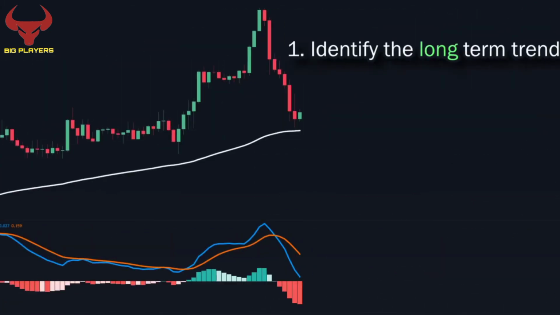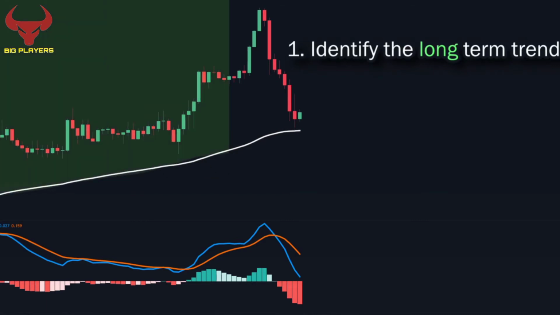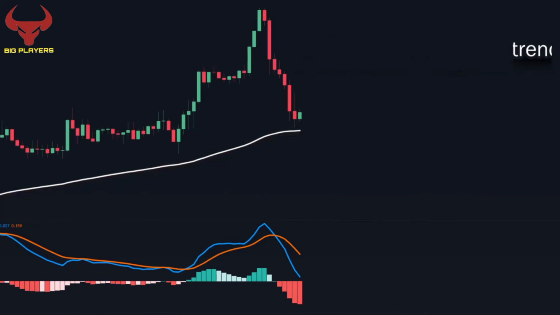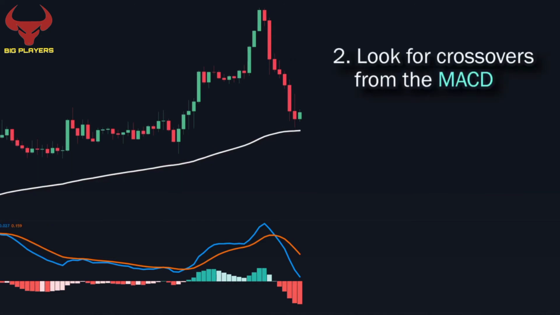The first step is you want to identify the long-term trend by looking at the 100 EMA. If the price is above the 100 EMA, it indicates that the long-term trend is up. And if the price is below the 100 EMA, it indicates that the long-term trend is down. Once you've identified the trend, the next step is we want to look for crossovers on the MACD that show the same signal as the long-term trend.